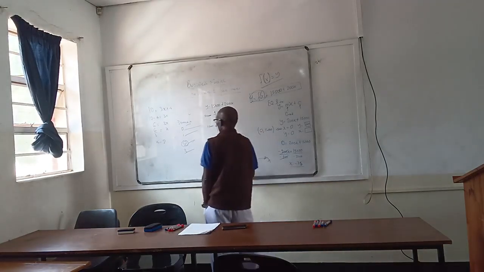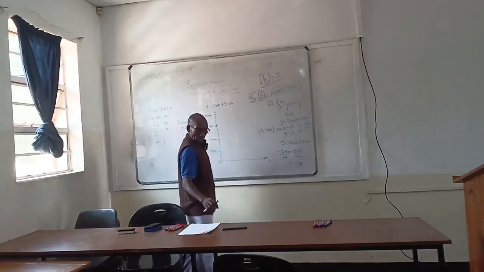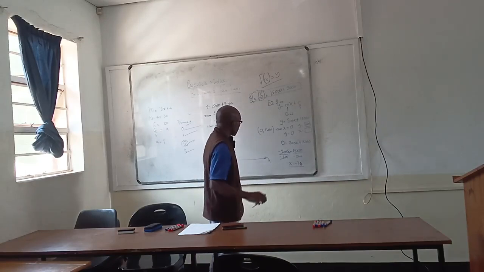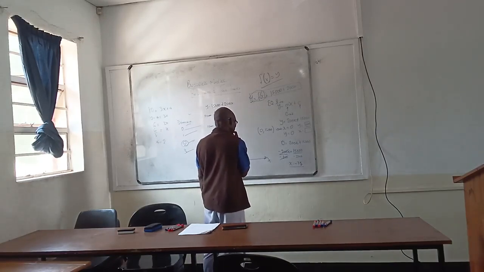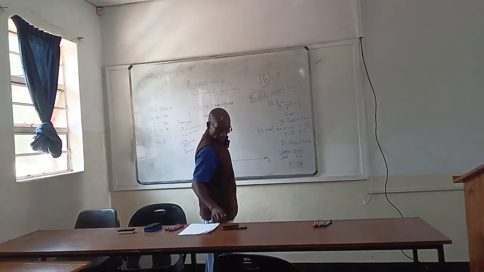We go back to the graph. If you go to our graph, let's look at our graph. What will be down here? X is what? Negative 75.